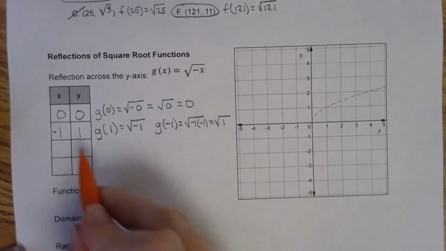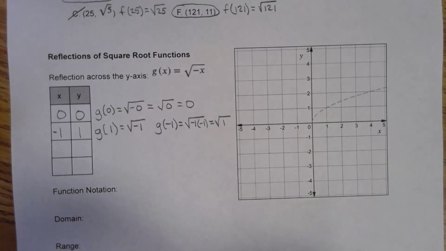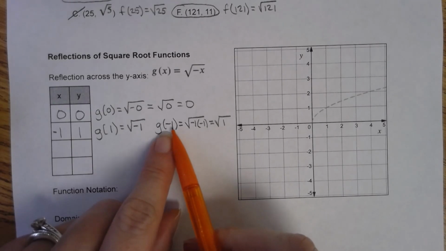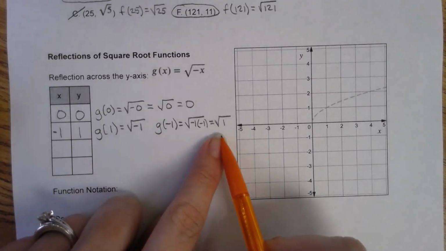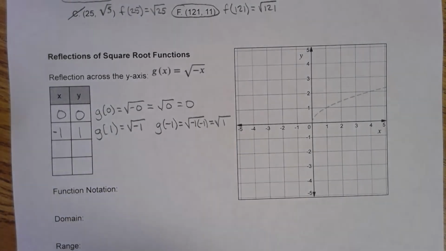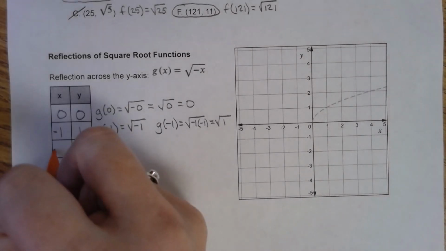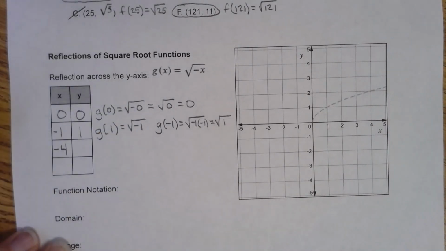So the square root of 1 is 1, that gives us an output value. So what you're going to do is, our inputs that we're going to put in, you're going to make them the opposite so you can take the square root. So let's choose our next one wisely. Let's go ahead and just do -4. Since we know 4 is a perfect square, once we do the opposite of that, we're going to be able to take the square root.